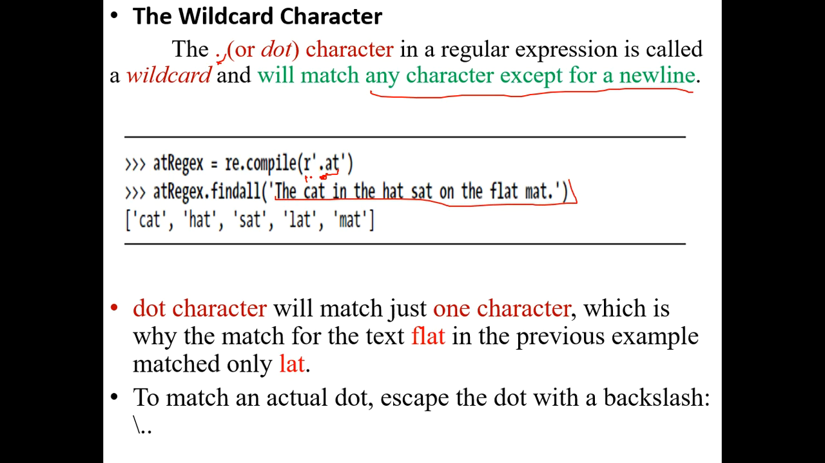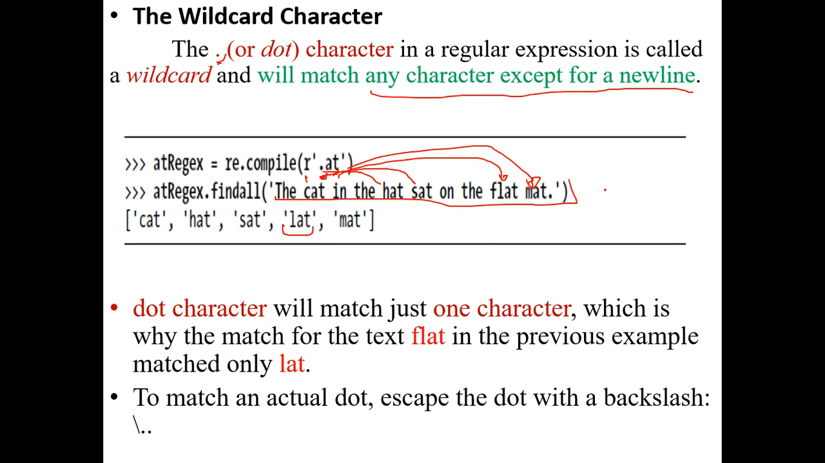A dot is matching with C, yes. Next dot is matching with H, dot is matching with S, but next dot is matching with L. That you have to observe. So that represents dot is going to match with only one character. Lastly, here also a dot is going to match with n. Because of that reason, in the output we have got L at instead of flat, that represents dot is going to match with only one character apart from new line.